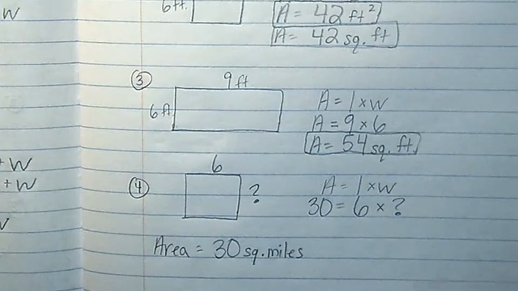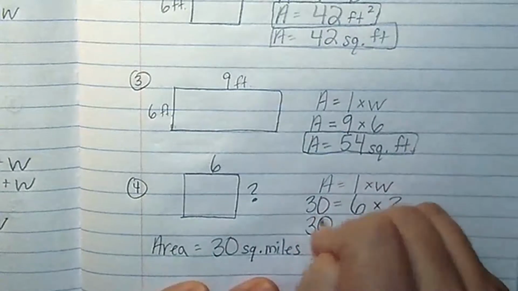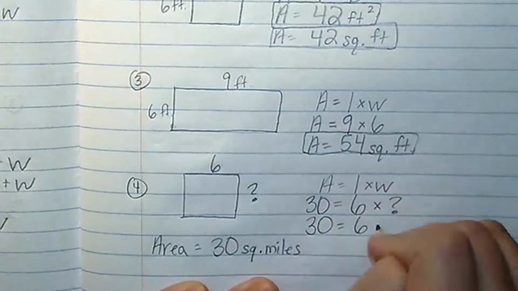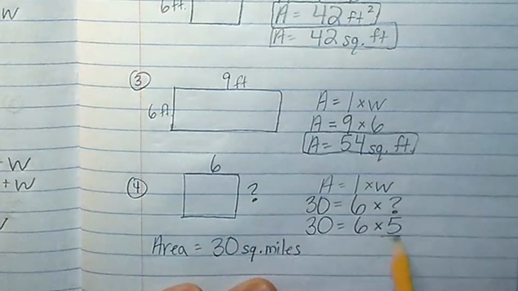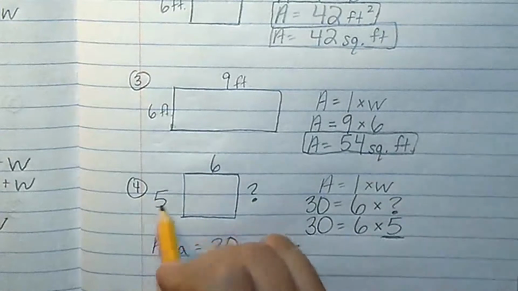All right. 30 equals 6 times 5. And so what's my missing side? 5 miles.